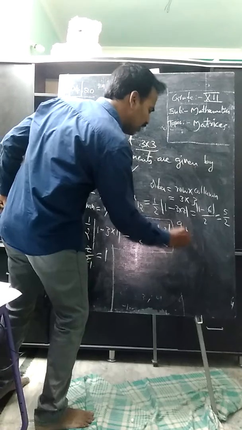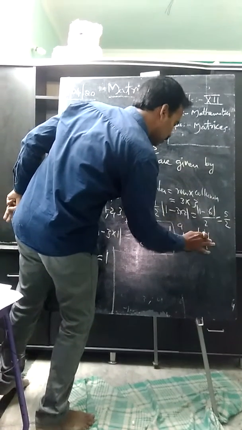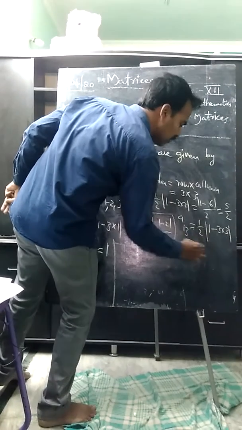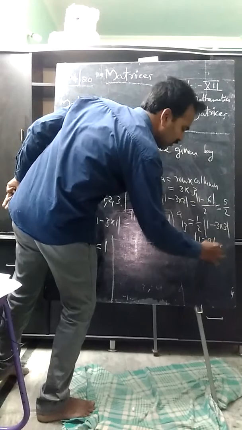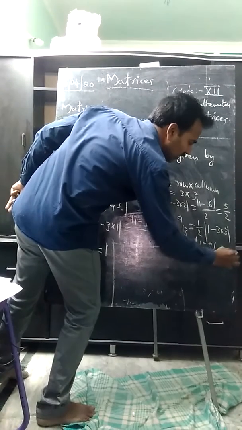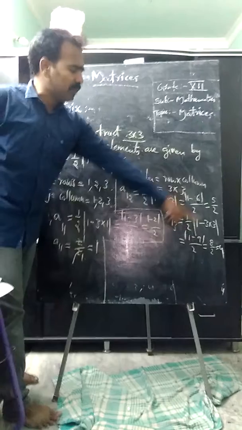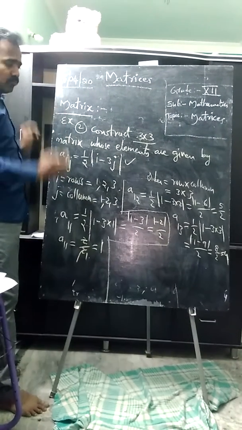Yes. Now A13, 1 by 2 of modulus. Now 1 minus 3 into 3, that is 9. 1 minus 9 by 2 within the modulus, that is 8 by 2, that is 4. As per our problem, the first row, third column element is 4. So we got one row, completely one row elements we got.